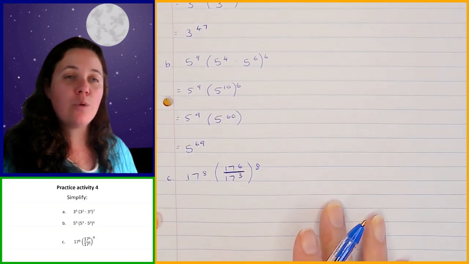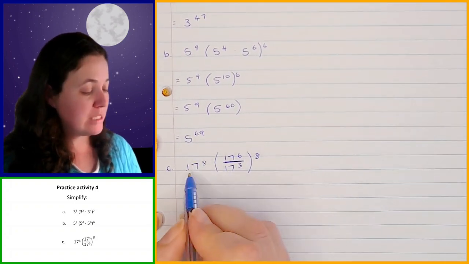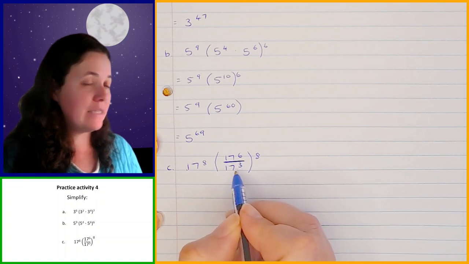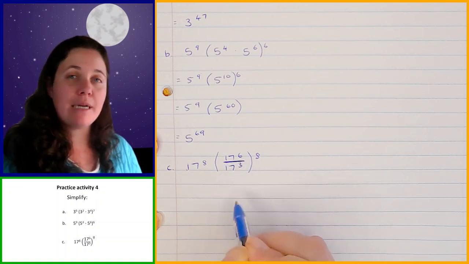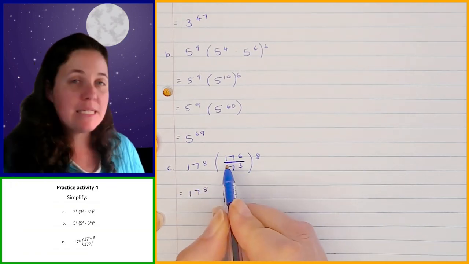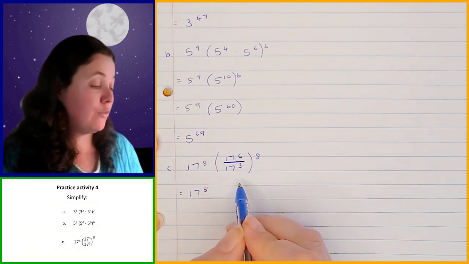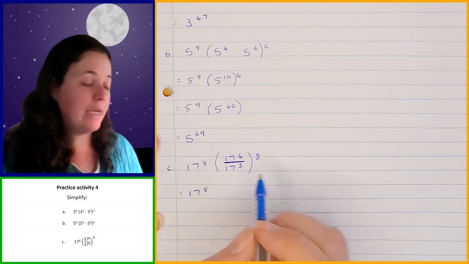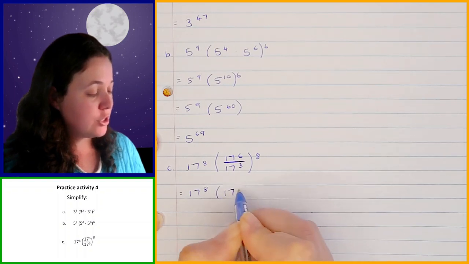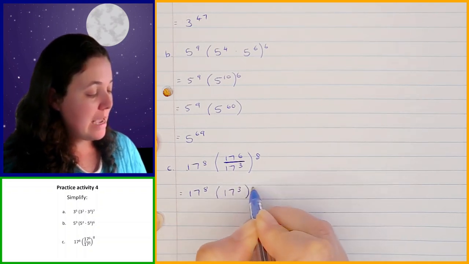And then the last one, question C, we've got 17 to the power of 8, and then in brackets, 17 to the power of 6 over 17 to the power of 3, close brackets to the power of 8. So first, I'm going to sort out those brackets. 17 to the power of 6 divided by 17 to the power of 3. I am dividing powers of the same base, so I'm going to subtract my exponents, and that gives me 17 to the power of 3, and that is to the power of 8.